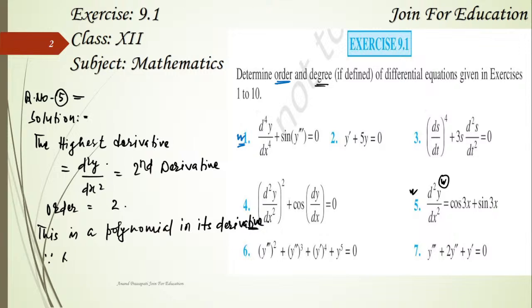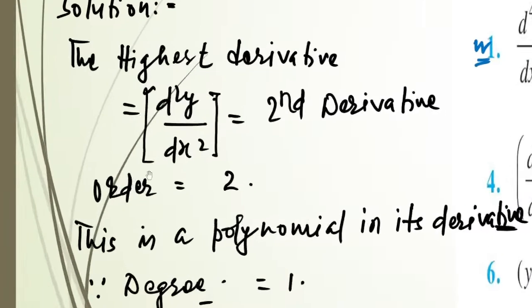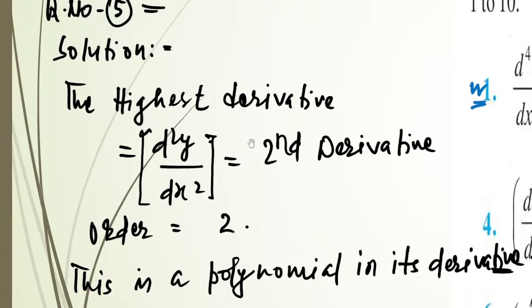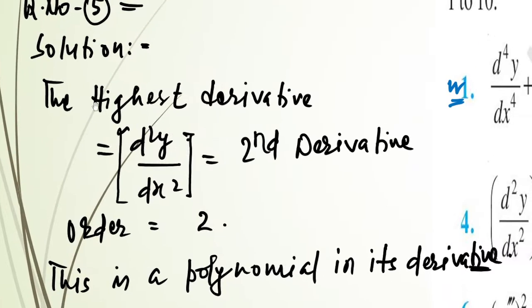Therefore, we write down here degree. So we see what is the maximum power of the highest derivative. The maximum power of the highest derivative is 1. Therefore, degree will be 1. Hope there is no problem to understand the solution of question number 5.